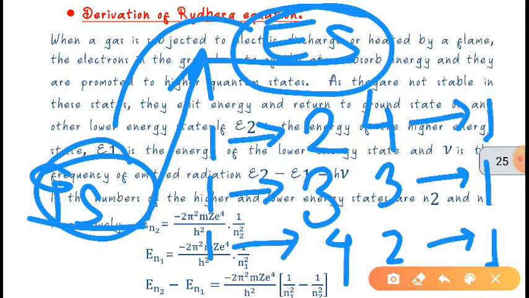Now, the spectral lines of different series are observed in the emission spectrum of hydrogen. Why are we seeing different series of spectral lines in the emission spectrum of hydrogen?